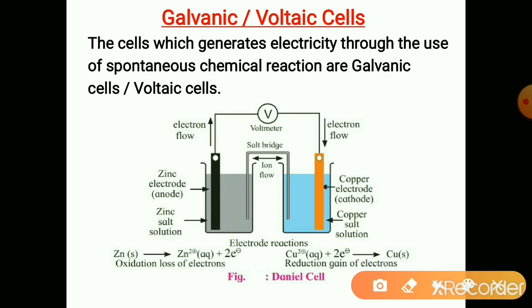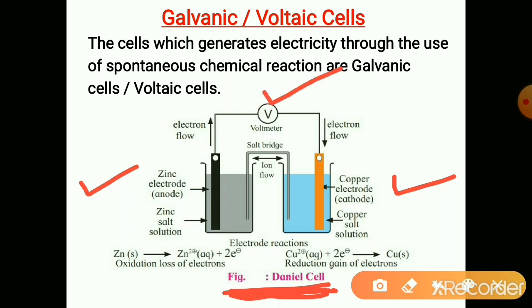So this is about the construction of the galvanic cell. This cell is particularly the figure of the Daniell cell. In the Daniell cell, the anode is the zinc half, the cathode is the copper half. And you can read the cell potential on the voltmeter in volts.